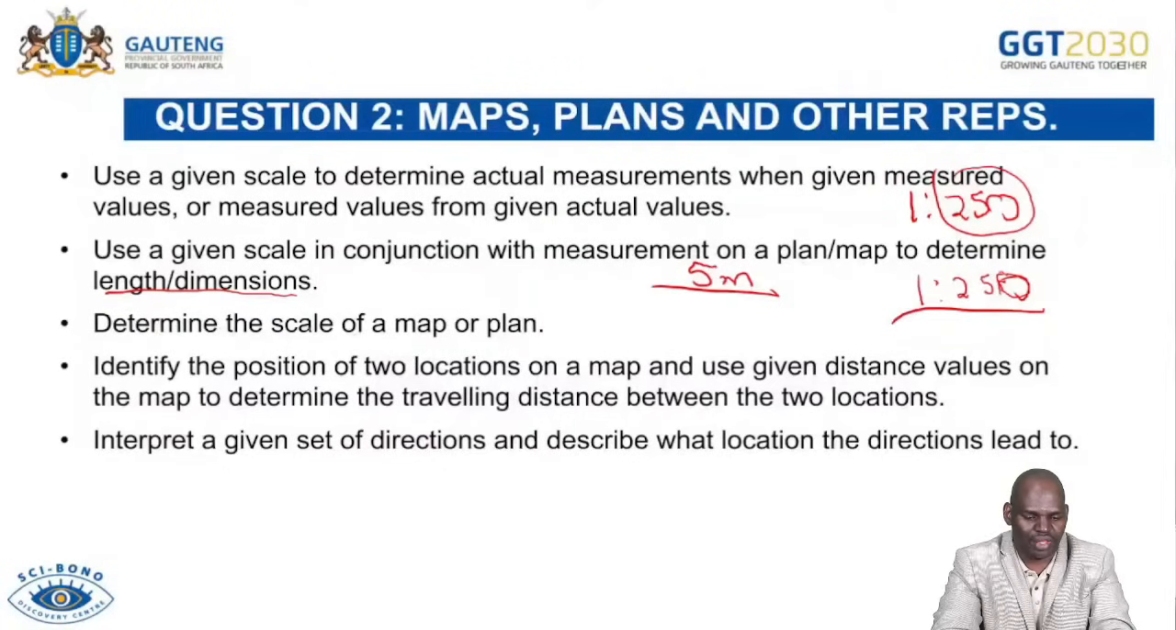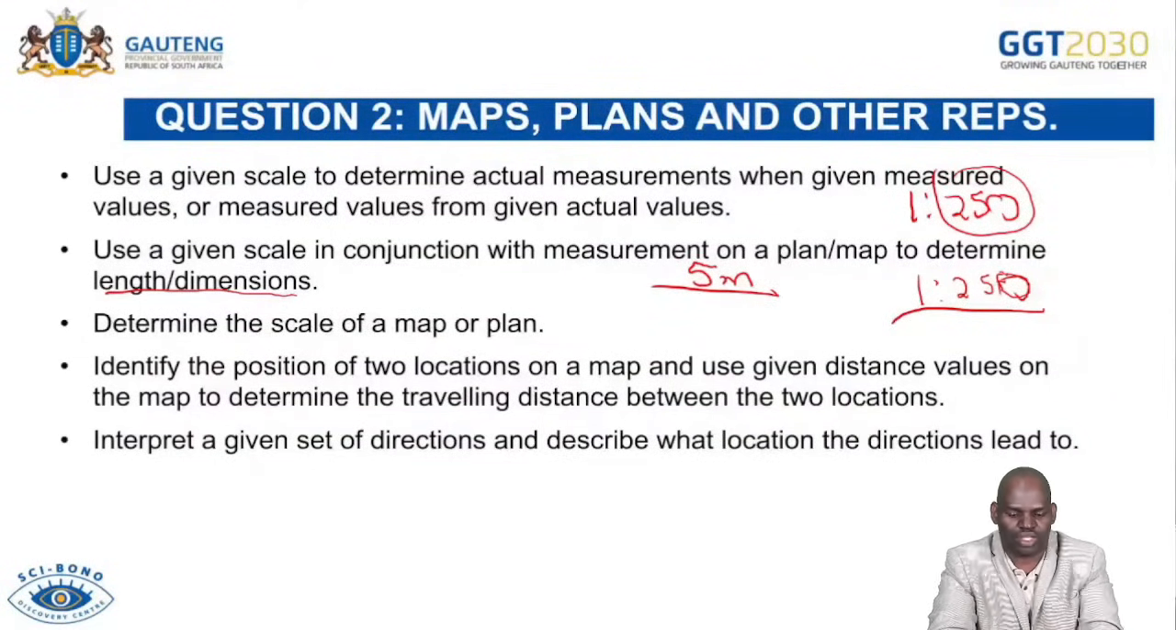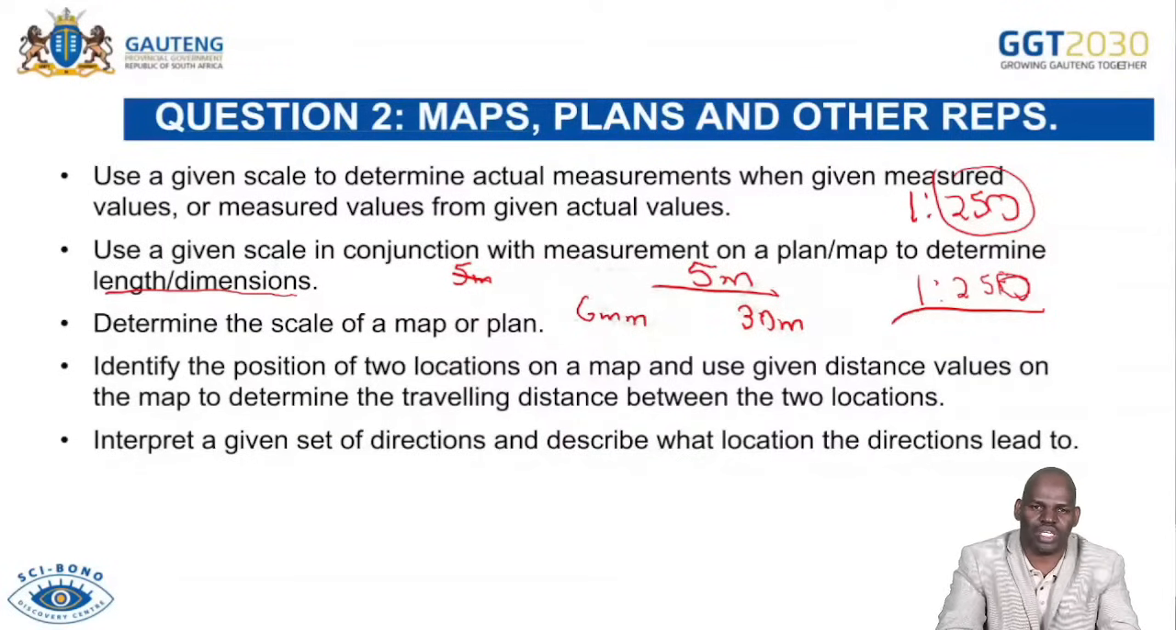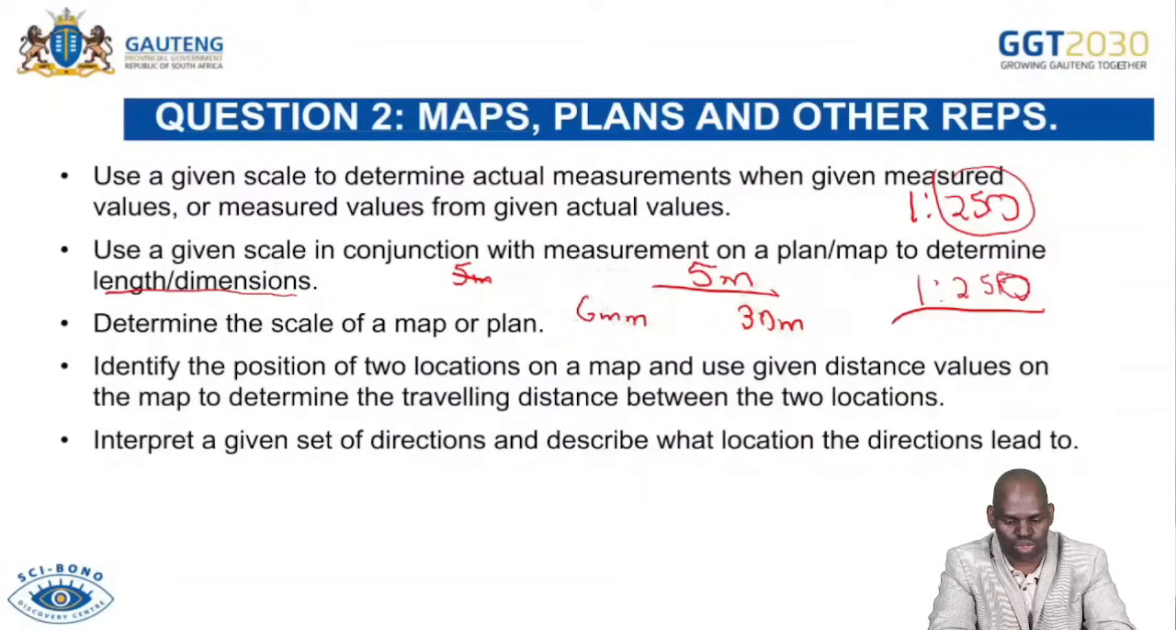And then again, determine the scale of a map or a plan. How do we determine the scale of a map or a plan? For instance, they say what you see on the map is, let me use a different value, 6 millimeters, but in reality it is 30 meters. So if it's 6 millimeters on the map and in reality it is 30 meters, what is the scale? Now, obviously, the scale in this case means 6 millimeters is to 30 meters. So this is on the map and this one is the actual.